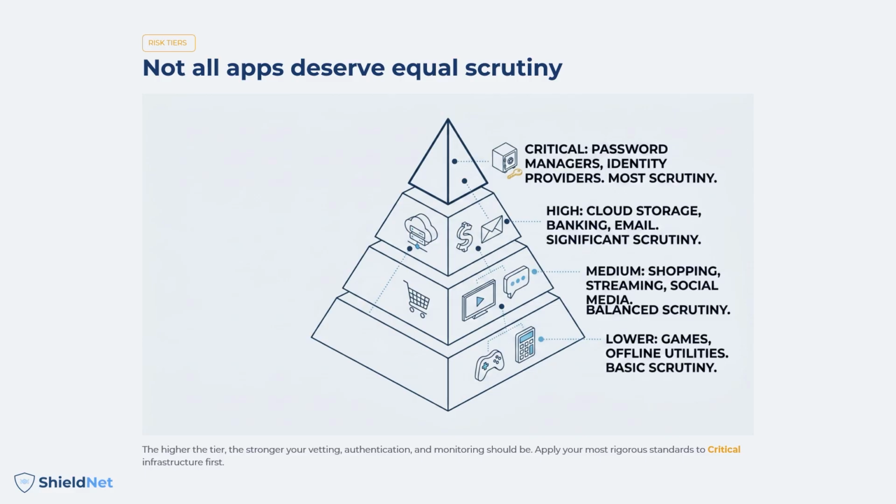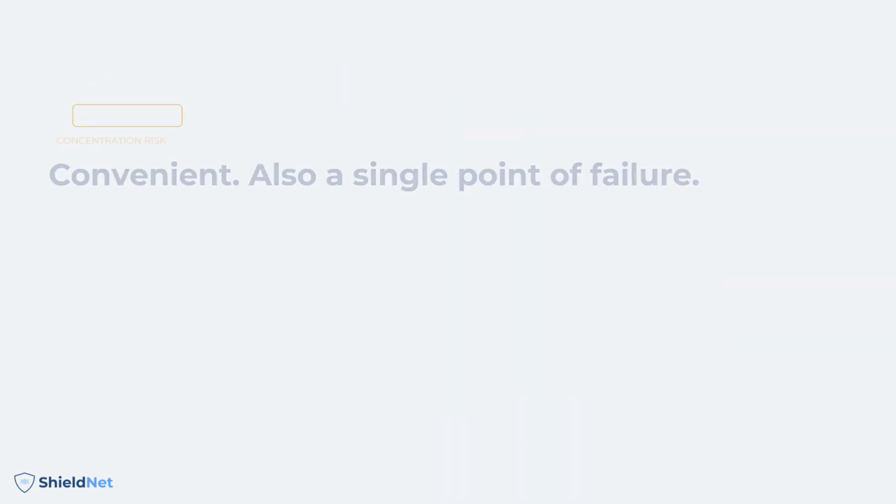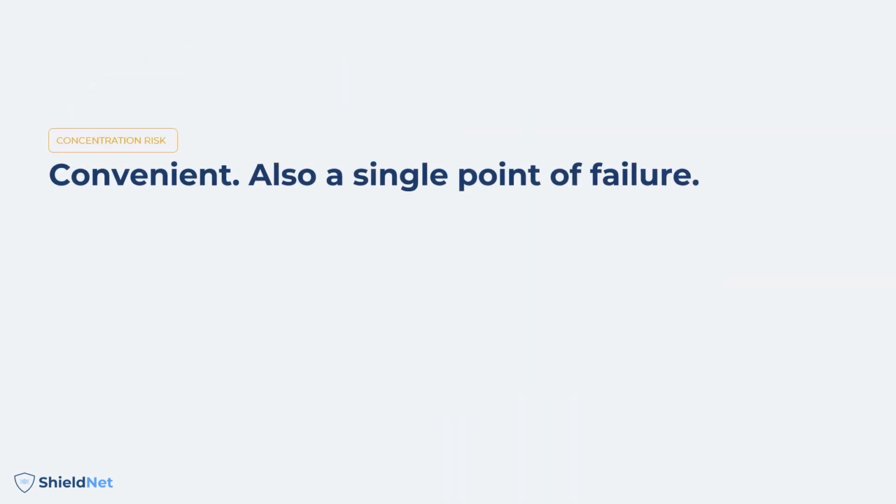Lower risk: games, utilities, and reference apps with no account or cloud component. Limited access to sensitive data. A compromise affects only that app's function. Still check permissions and developer reputation. Avoid anything from unofficial sources.